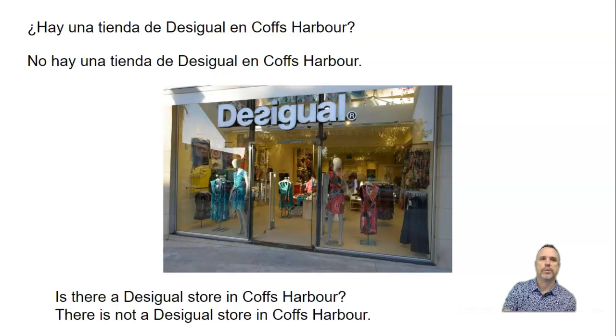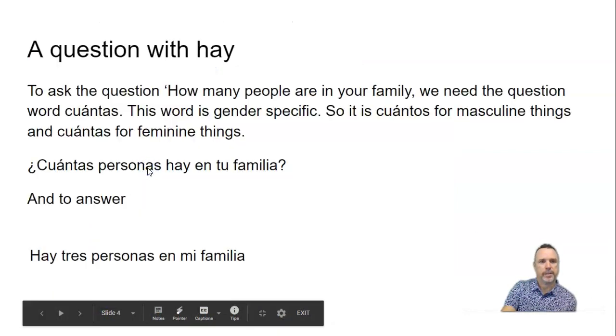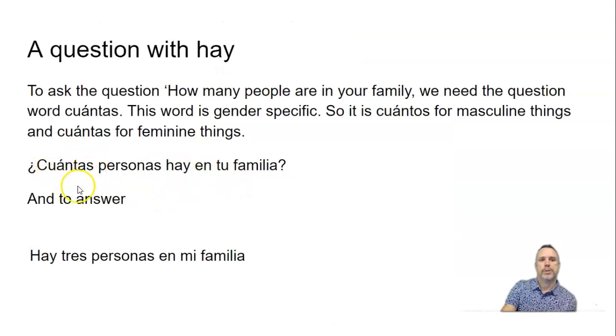All right. So we've looked at just using the word hay, meaning there is or there are. So we can ask questions about, is there this? Are there those things? Hay una tienda de Desigual en Coffs Harbour. Is there a store? And if we go back and look at our examples with family, we use the word cuántas, meaning how many. ¿Cuántas personas hay en tu familia? How many people are there?